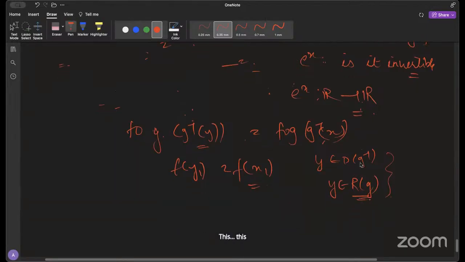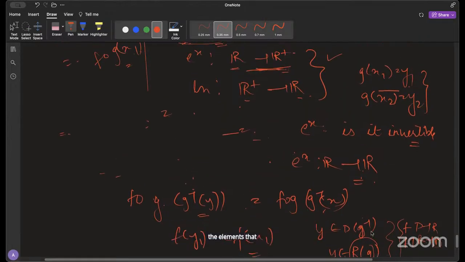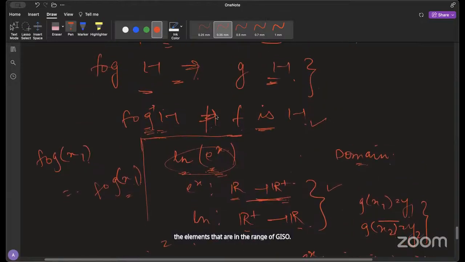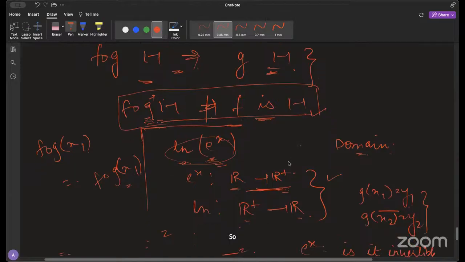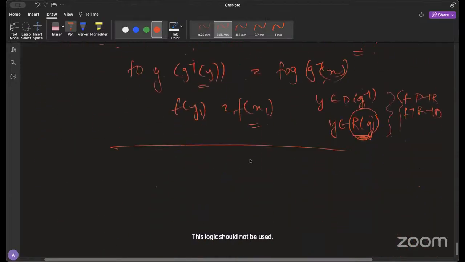If this y is in the domain of G inverse, then it's in the range of G, right? That's how domain and range work in inverse functions. So y is going to be in the range of G. So this is only true for the elements that are in the range of G. All we're trying to say here is that this does not imply this. So if you're given this thing anywhere, this logic should not be used. This was the point of all of this.